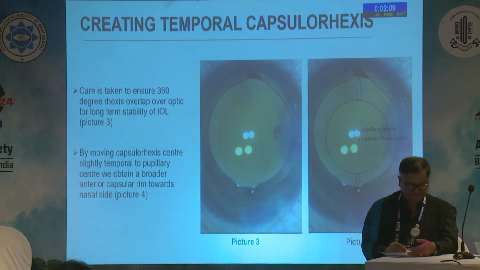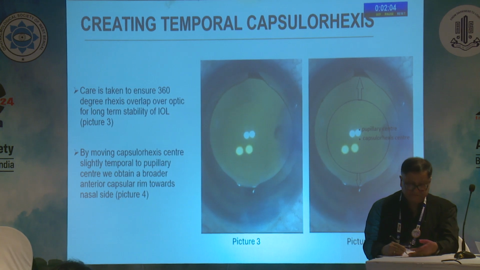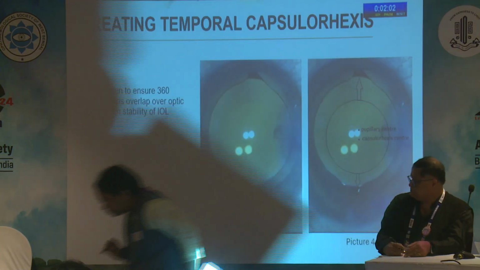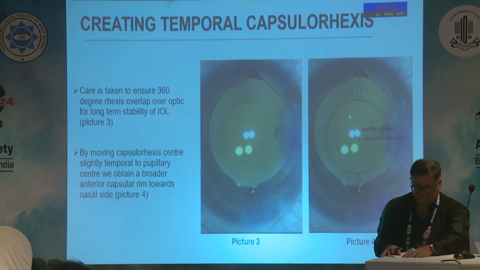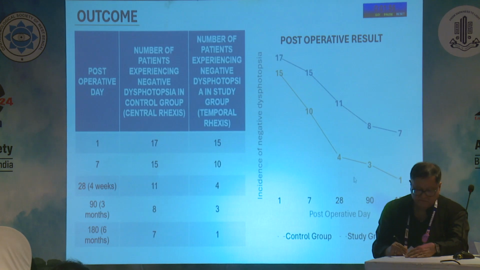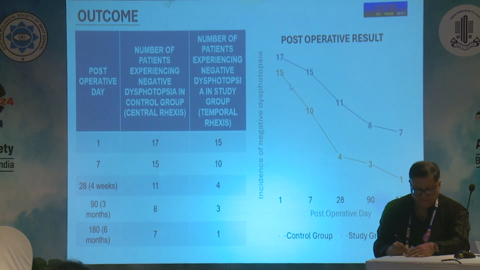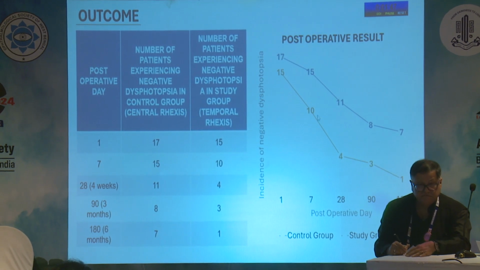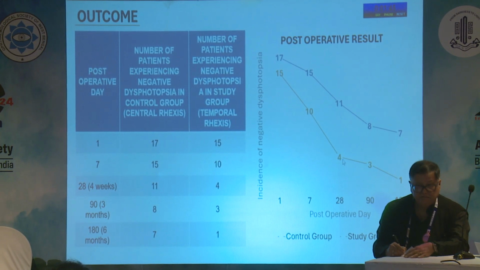So although slightly eccentric, we have taken care that there is a 360-degree overlap of the anterior capsular rim over the IOL surface. The idea is that the nasal rim should be broader than the temporal capsular rim. And these are the post-operative results that we have got, in which we can see that there is a clear decrease in the incidence of negative dysphotopsia in our study group, especially after 1 month of the surgery.